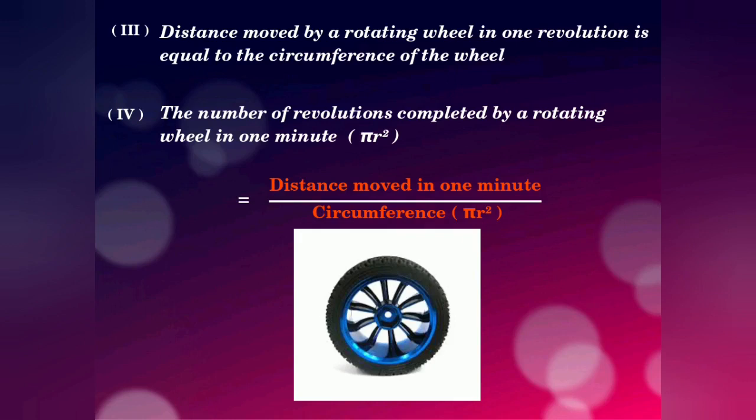See one more useful result. The distance travelled by a rotating wheel in one revolution is equal to the circumference of the wheel. So the number of revolutions completed by a rotating wheel in 1 minute is equal to the distance moved in 1 minute divided by the circumference of the wheel. Now let us do some problems related to this concept.